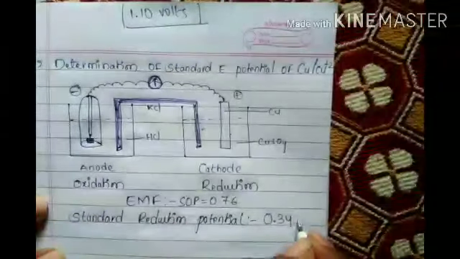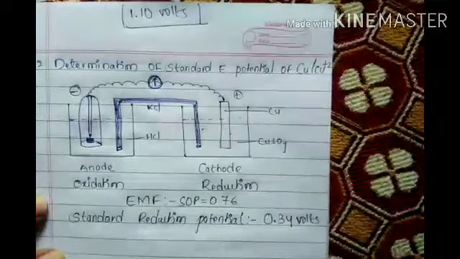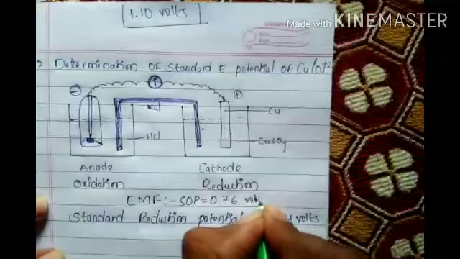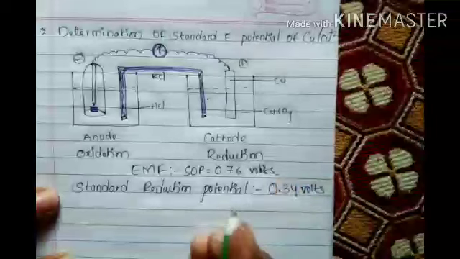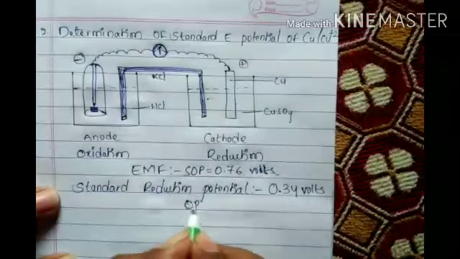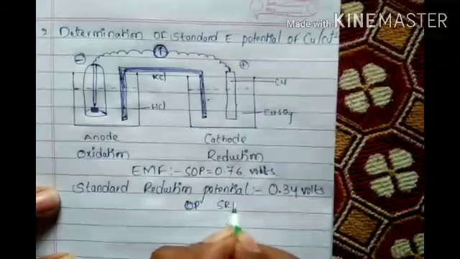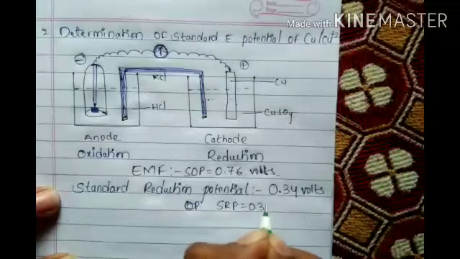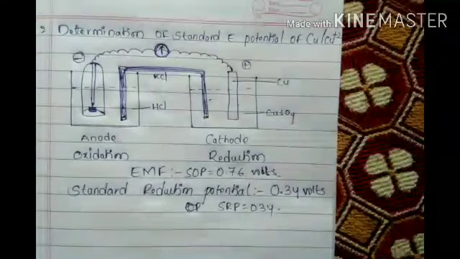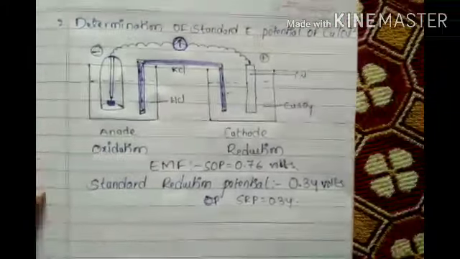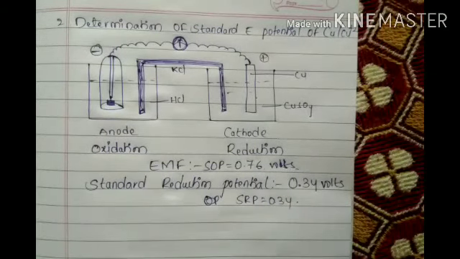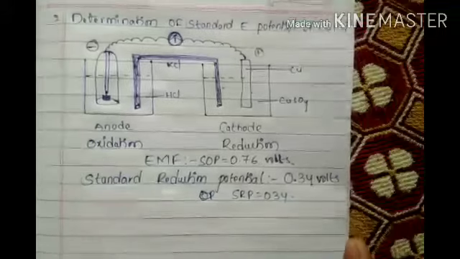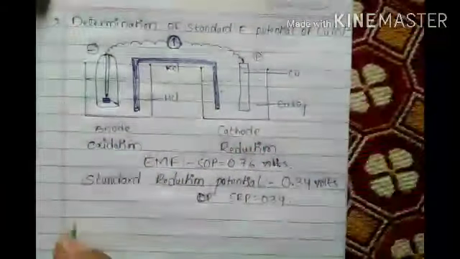Because of this many volts here, and this many volts here. Got it? So SOP is this much, and SRP is 0.34. That is common. But here the thing is how to write cells. How to write the cells. How to represent this cell.